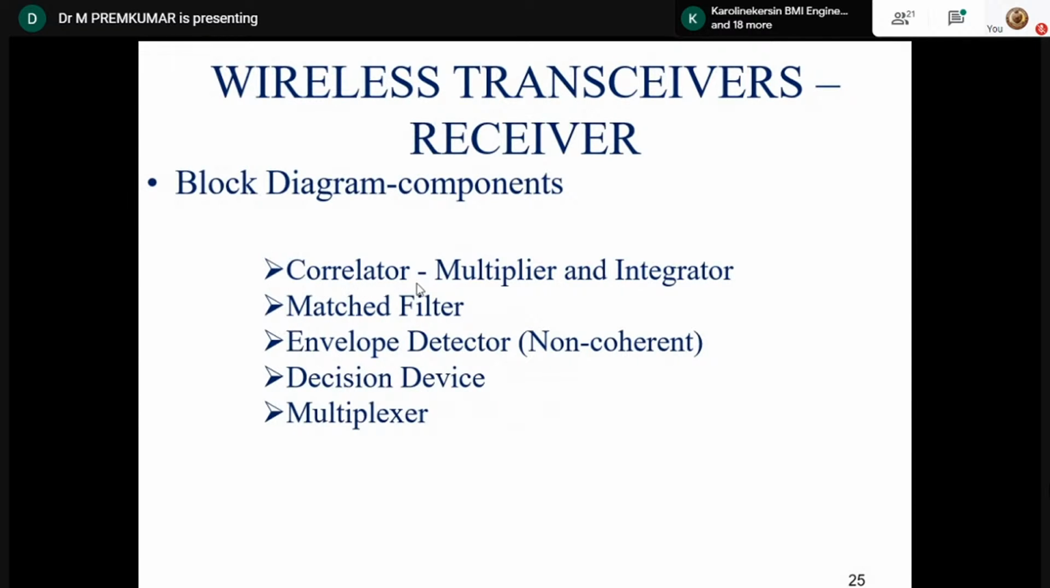So you have the correlator. The correlator is a combination of multiplier and integrator. You have a matched filter, envelope detectors, a decision device, and multiplexers. So you can go for programming based solutions for any particular application, either in Wi-Fi or WiMAX or any other application, and you can provide solutions either in the physical layer, or you can go in for the cross layer or the network layer aspect. Okay.